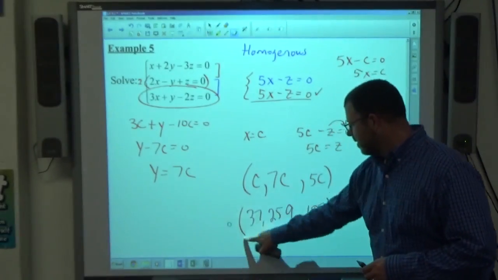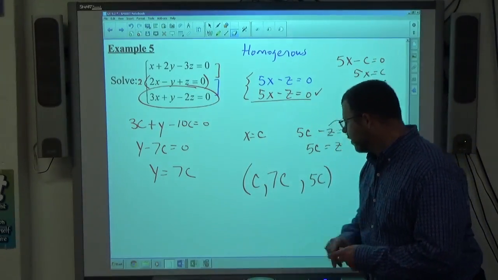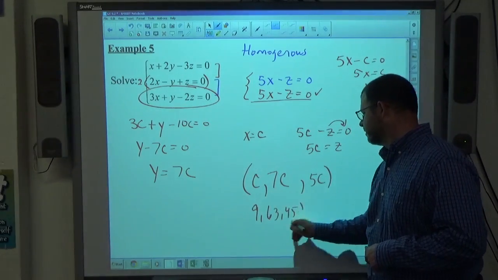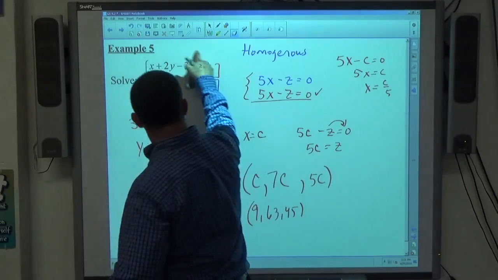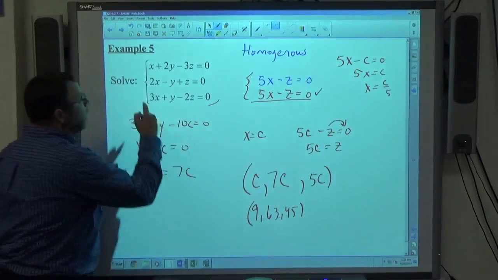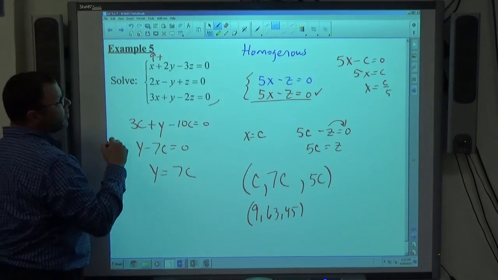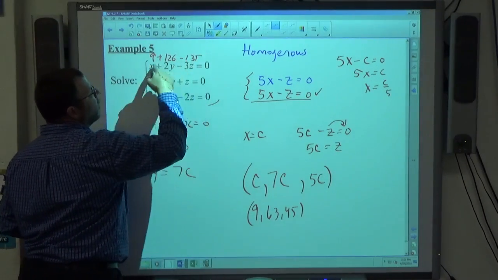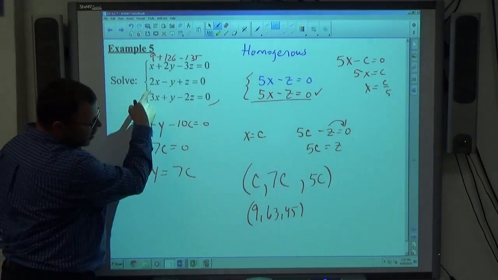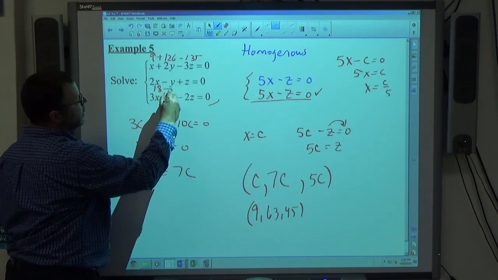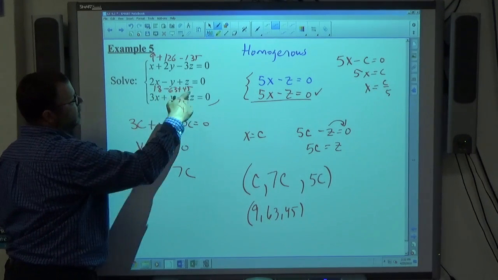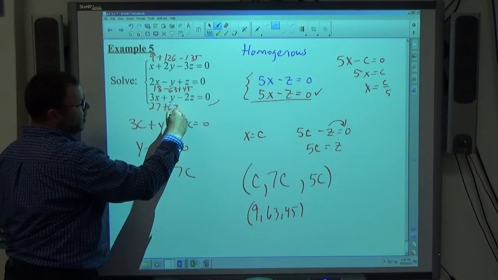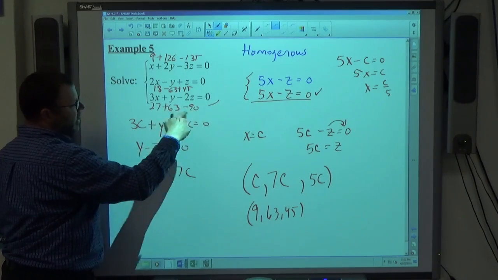That one will work, but I just don't want to do it. Let's say c equals 9. Then x is 9, y is 63, z is 45. Plugging in: 63 times 2 is 126. 3 times 45 is 135. 135 minus 135 is 0. 2 times 9 is 18, minus 63 plus 45. 63 minus 63 is 0. 3 times 9, 27, plus y, 63, minus 2z, that would be minus 90. 90 minus 90 is 0.